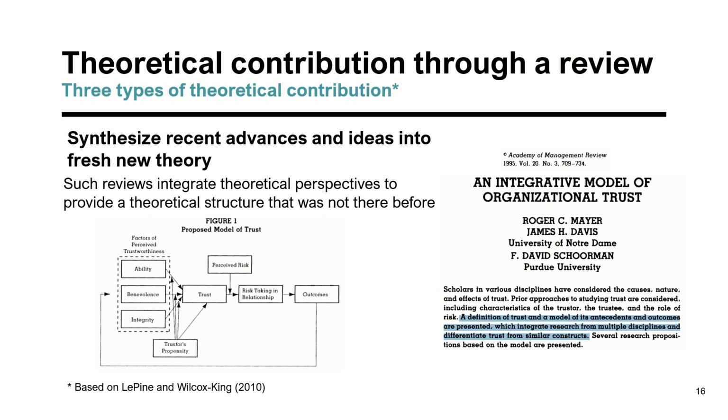Yet another one is where you're bringing together some of the recent advances and proposing fresh theory. In this again AMR paper from 1995, they put together a definition of trust and a model for trust, including its antecedents and outcomes. That qualifies as a theoretical contribution, which is the third type of theoretical contribution.